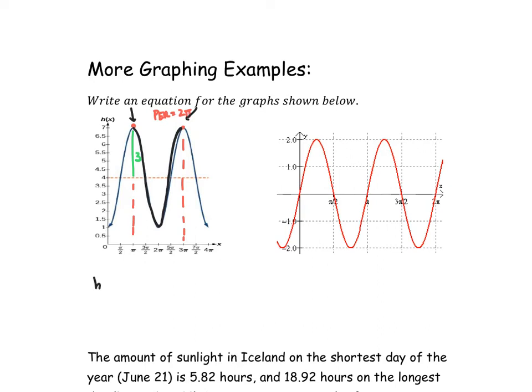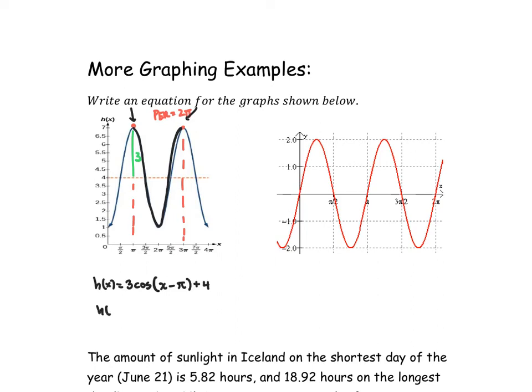So I would call h of x, that would be 3 cosine. Is there a shift going on? Yes, pi units. The period is 2 pi, therefore b would be 1. Since we're shifting to the right pi units, I'm going to subtract pi, and I'm vertically shifting to that midline at 4. Okay, so there you have it. There is h of x as cosine.